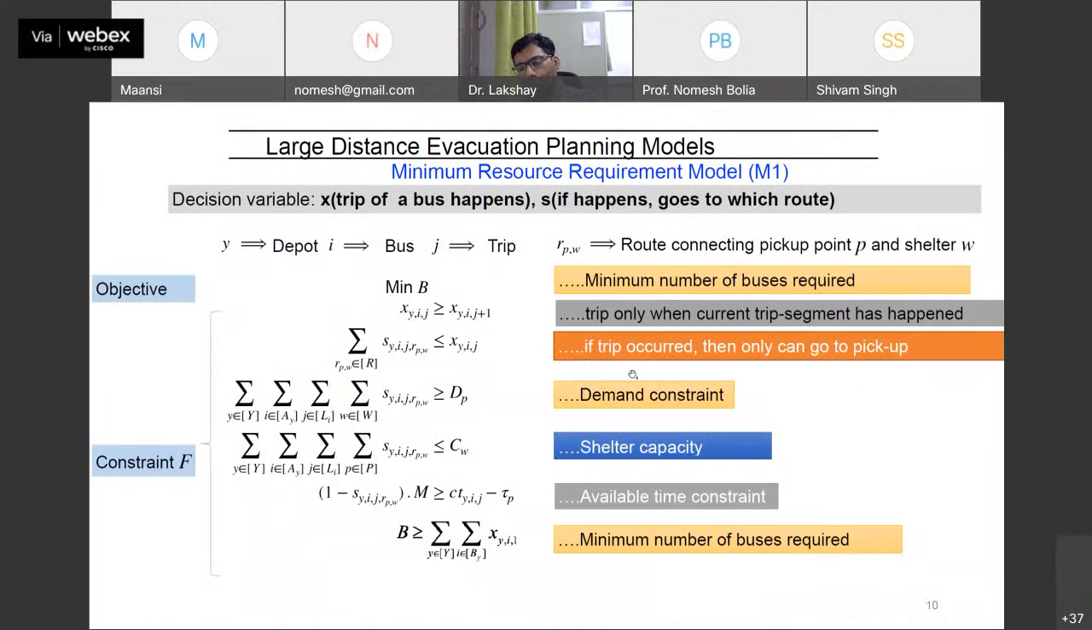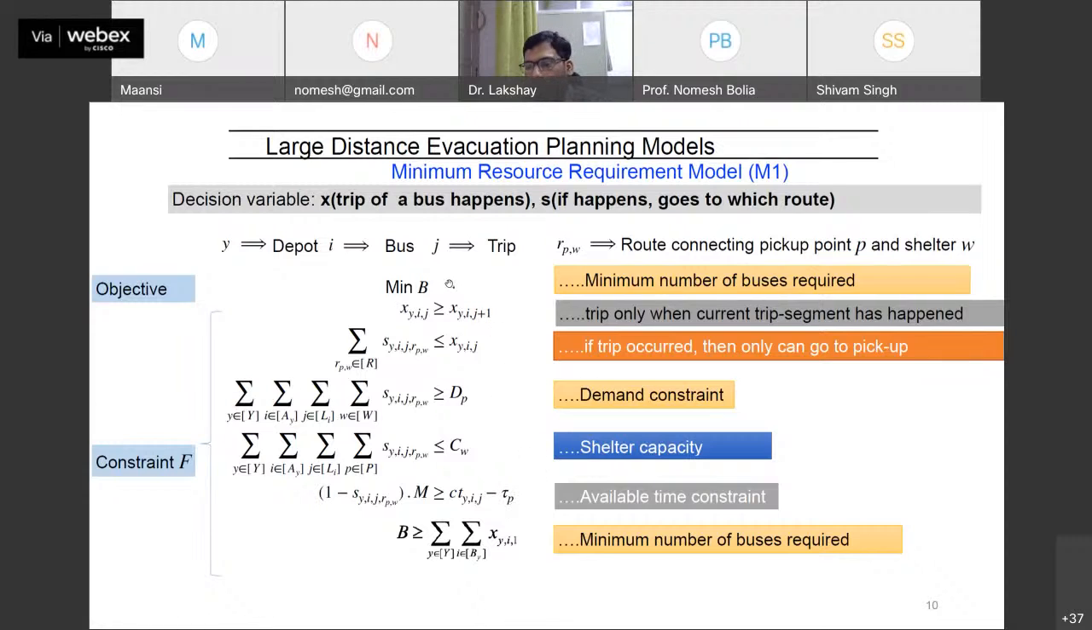And the other constraints, I've already explained: the demand constraint and the shelter capacity constraint. The demand constraint is for each pickup point P: if it's going to that route, I will just multiply it with the capacity of the buses. This is already incorporated because I am summing it up over all those values. So the demand constraint, the shelter capacity constraint, and also the available time constraint for each pickup point are incorporated. So this is for each P.